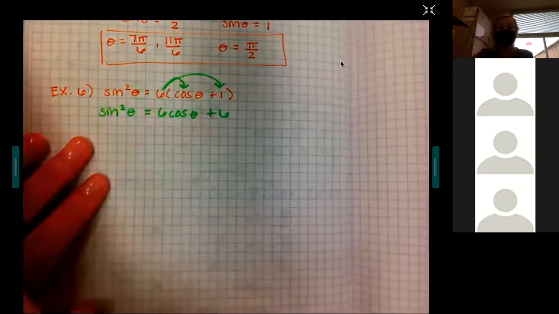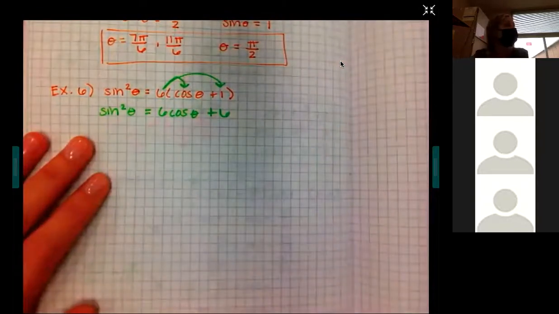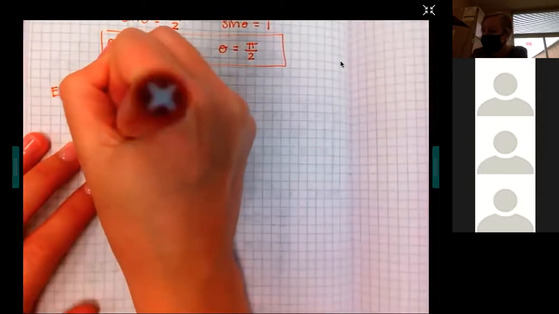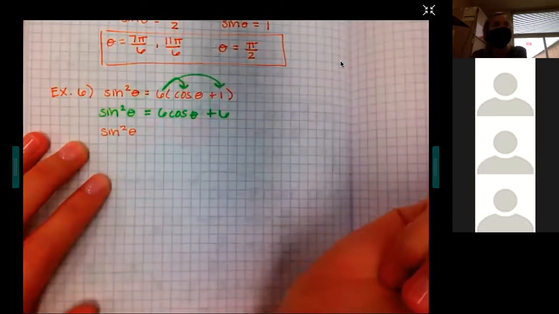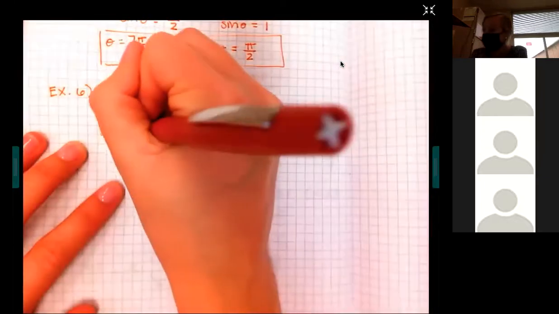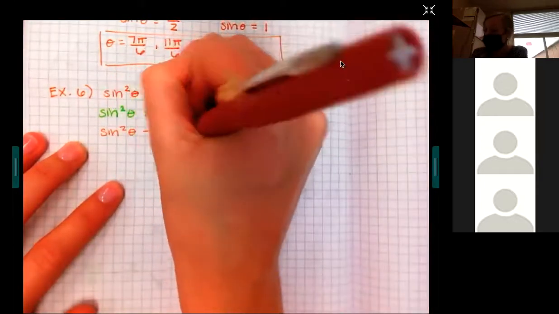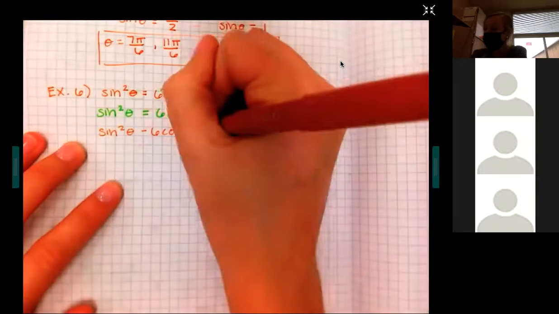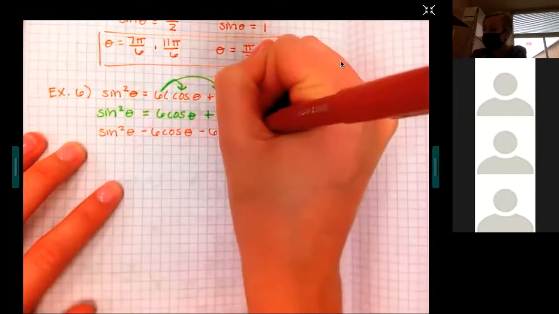So now are y'all okay if I move all these terms to the same side? So that would give us sine squared theta. What would come next? -6 cosine, good. -6 equals 0.